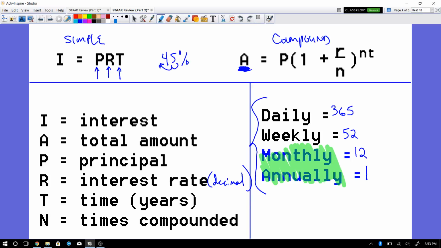If they want to see every single student in the state of Texas miss a question about compound interest, they would ask a question about daily and weekly. So go ahead and feel comfortable in memorizing monthly and annually and what that means times compounded. It should be pretty explicit whenever it says it in the question about how many times it's being compounded. Monthly, it might even give you the number.